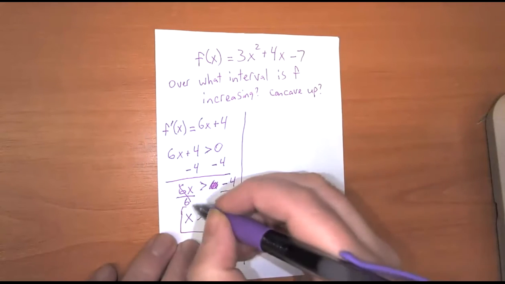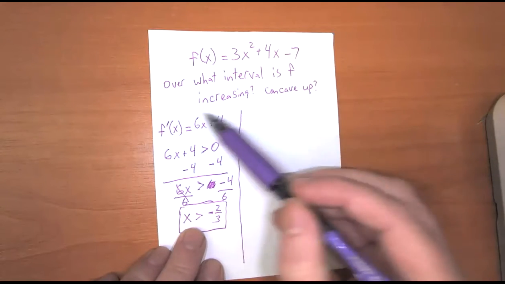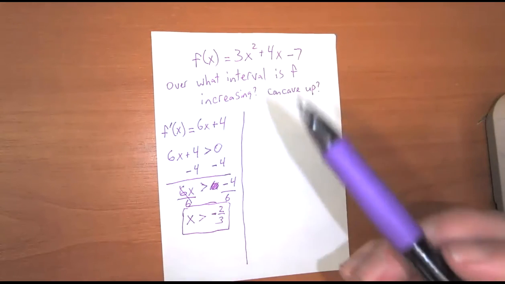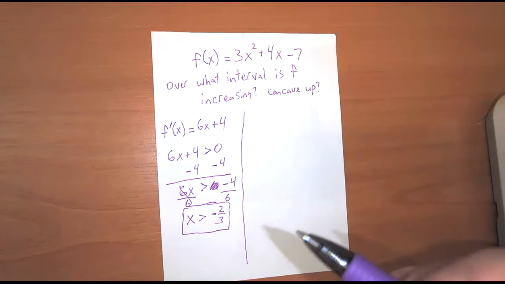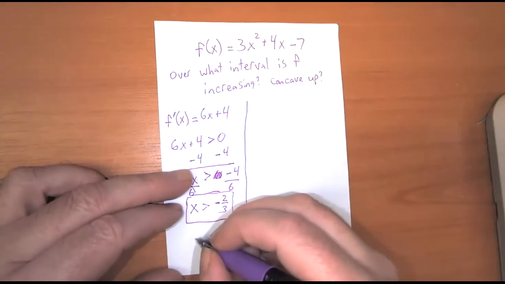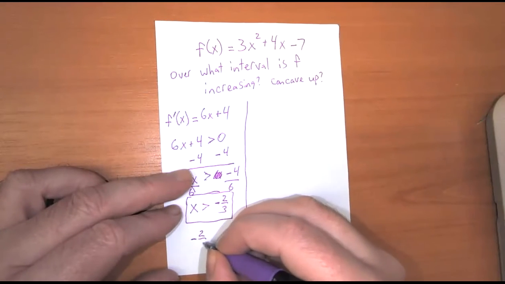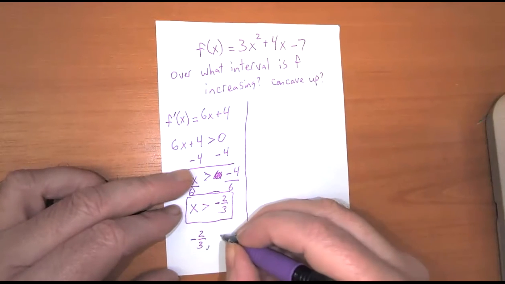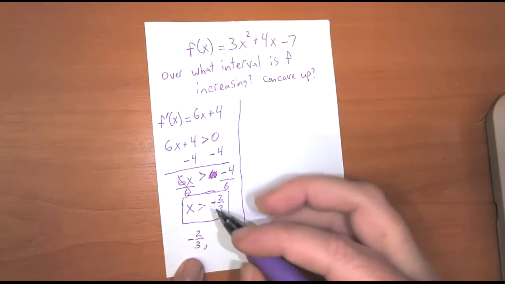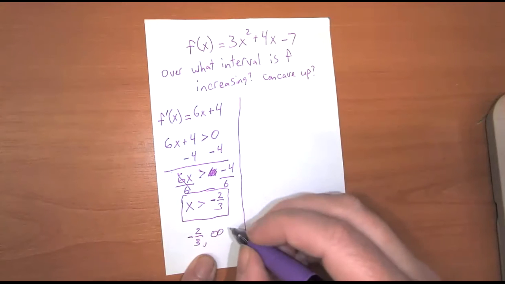All right, so this is the interval. It's the interval of all of the x values where x is greater than negative 2/3. That's the part of the graph where the function is increasing. And you might remember that we can write this using interval notation if we felt like it. So it's going to be an interval that starts at negative 2/3 and goes upwards, all the way to infinity.